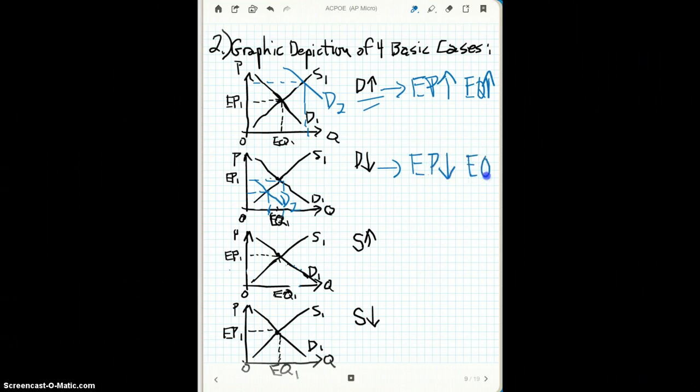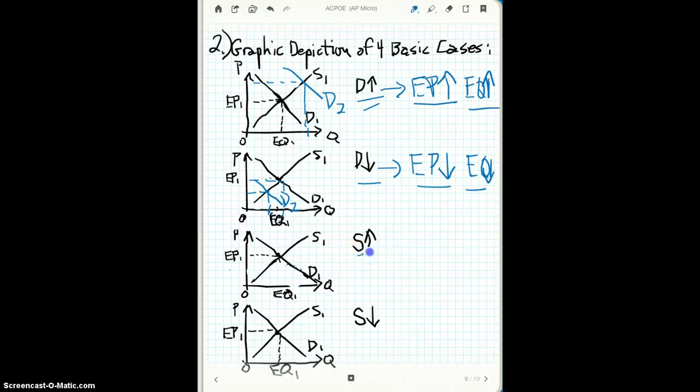Notice that pattern. Given an increase in demand, price and quantity increase also, move in the same direction. A decrease in demand, equilibrium price and equilibrium quantity both fall. How about supply? Let's say the cost of inputs decreased.